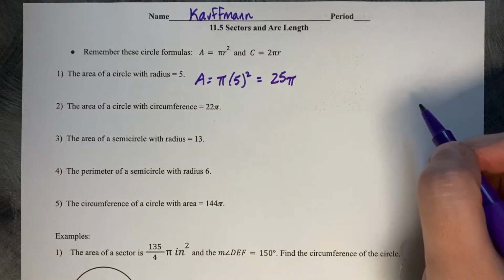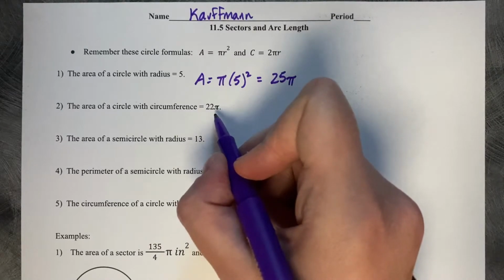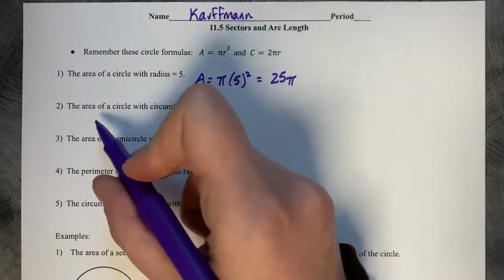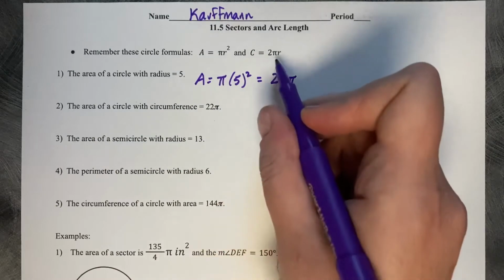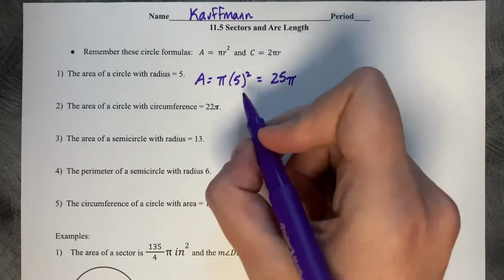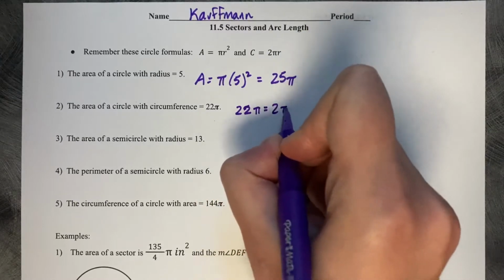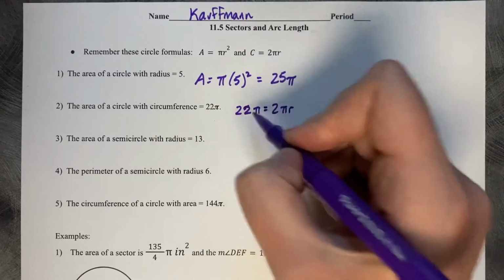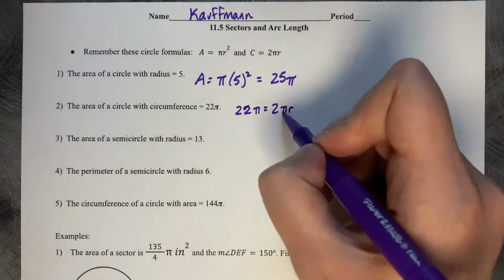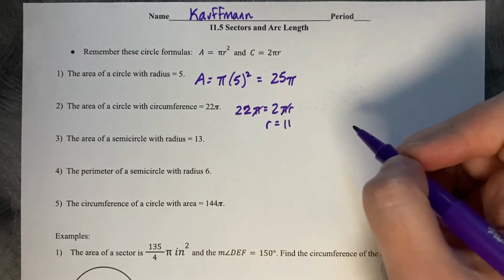The area of a circle with a circumference of 22 pi. Well, the overlapping feature between circumference and area is the radius. So we need to work backwards from the circumference formula to calculate the radius. So 22 pi is 2 pi r, replacing circumference with 22 pi. The pi's cancel, divide by 2, and r equals 11.